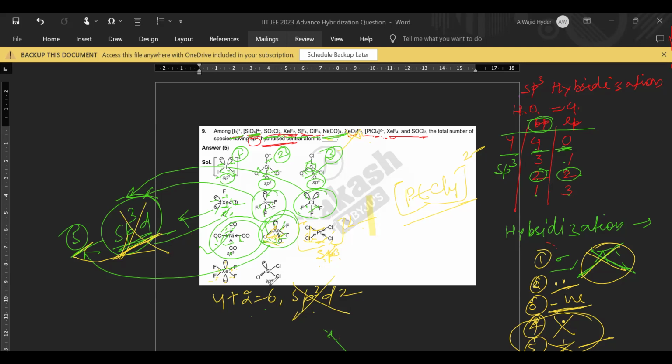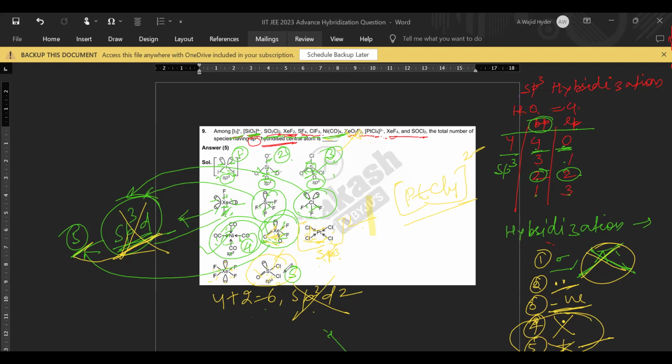So last is SOCl2, thionyl chloride. In this thionyl chloride, this is a pi bond, these are sigma bonds. So 1 sigma, 2 sigma, 3 sigma, 3 sigma plus 1 lone pair, that is 4. So this will also be showing sp3 hybridization. So 1, 2, 3, then 1, 2, 3, then fourth, and this one is fifth. These 5 have central atoms showing sp3 hybridization.